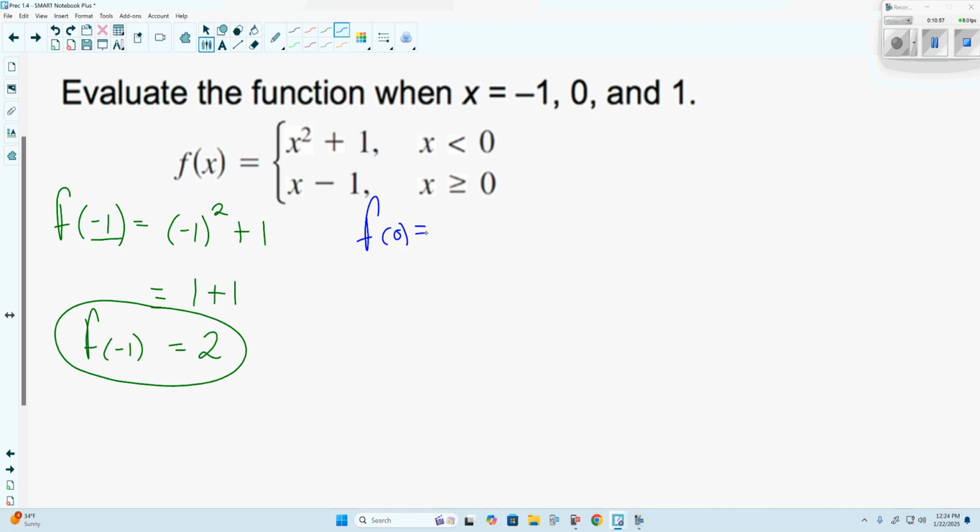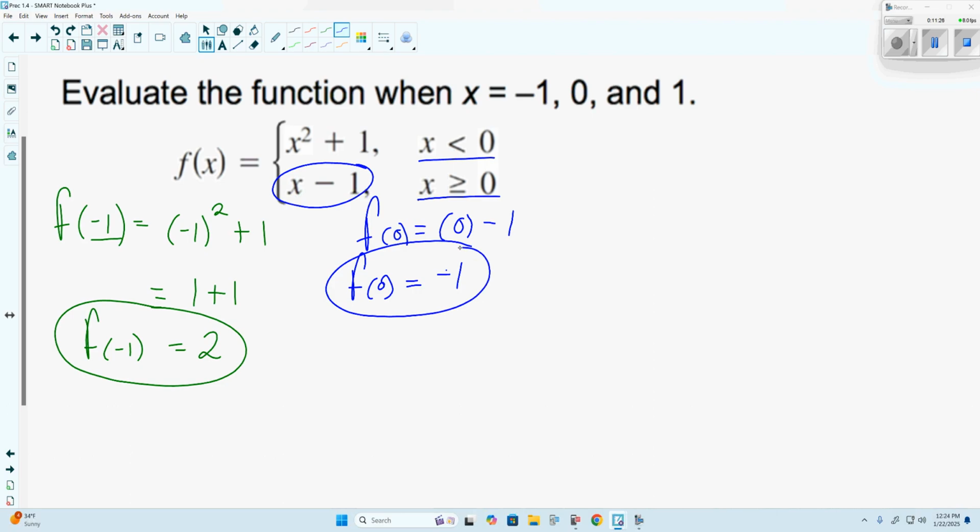Now with f of 0, we're doing the same thing. We're looking at the two inequalities. Is 0 less than 0, or is 0 greater than or equal to 0? Since 0 is greater than or equal to 0, we use the second equation, our x minus 1. For this here, it would be 0 minus 1. And 0 minus 1 is negative 1. So f of 0 is negative 1. Questions on these first two here?